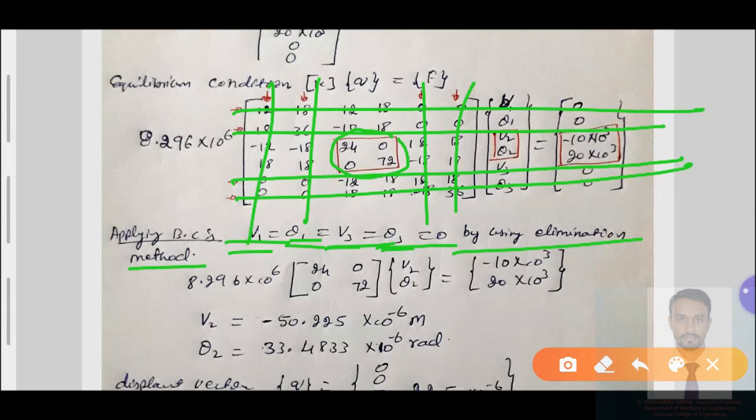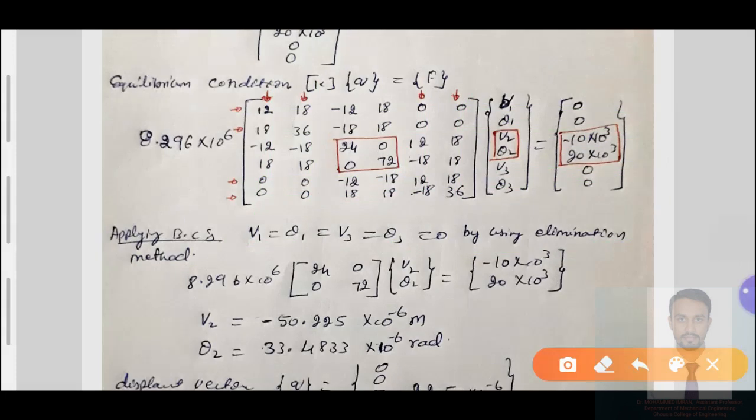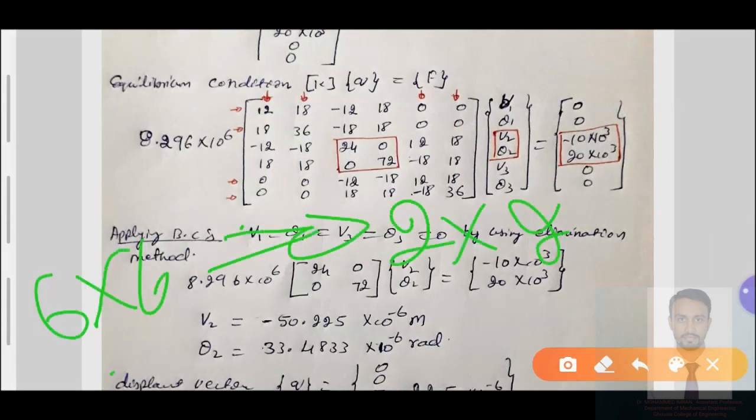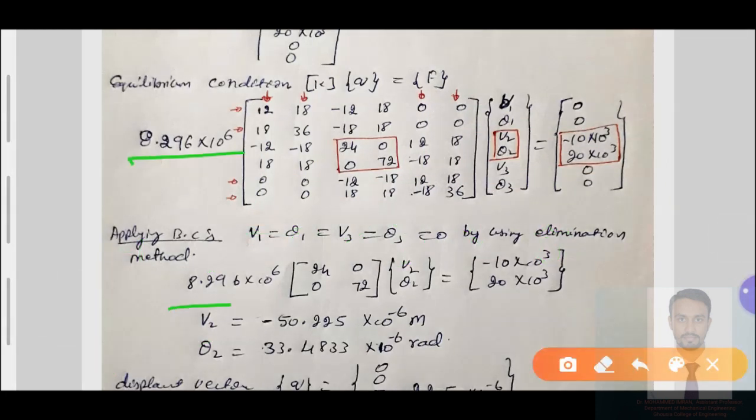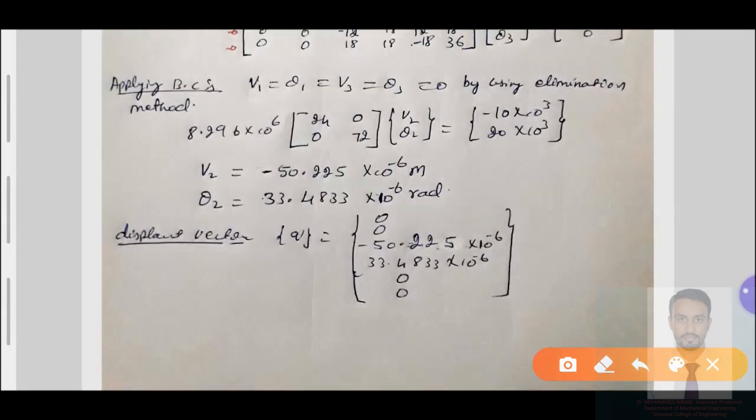This is 24, 0, 72, v2 and theta 2, minus 10 into 10 to the power of 3, 20 into 10 to the power of 3. These are the values we need to take. After applying the boundary condition, the 6 cross 6 matrix is reduced to a 2 cross 2 matrix. Then 8.296 into 10 to the power of 6 I have taken common. This value I have copied: 24, 0, 0, 72, v2 theta 2, and then minus 10 into 10 to the power of 3 plus 20 into 10 to the power of 3. Now we have a 2 cross 2 matrix.